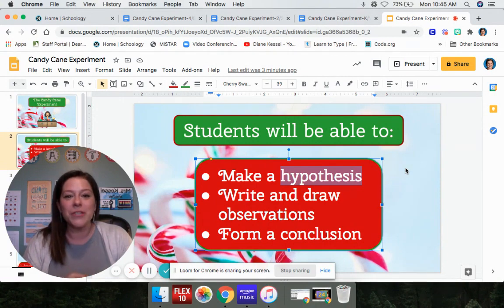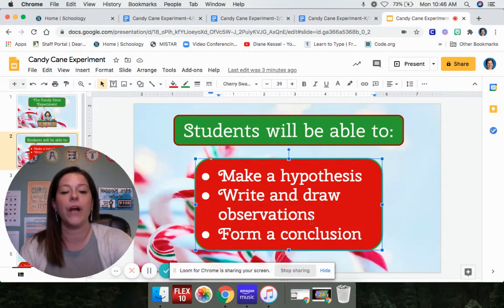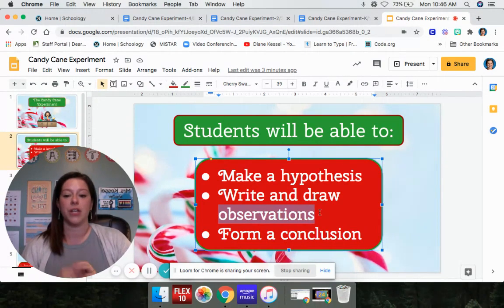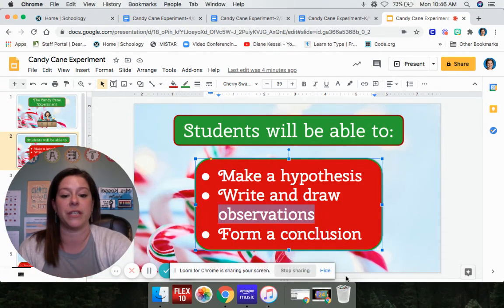You are also going to write and draw observations. This word observations means the things we are seeing and noticing, what you notice while we are doing the experiment. And you're going to write with words some of your observations and draw pictures of some of your observations.